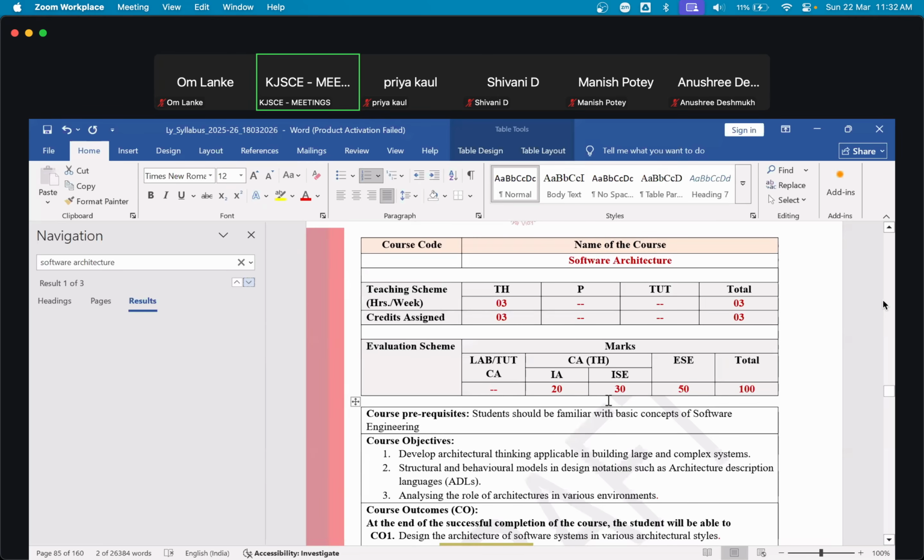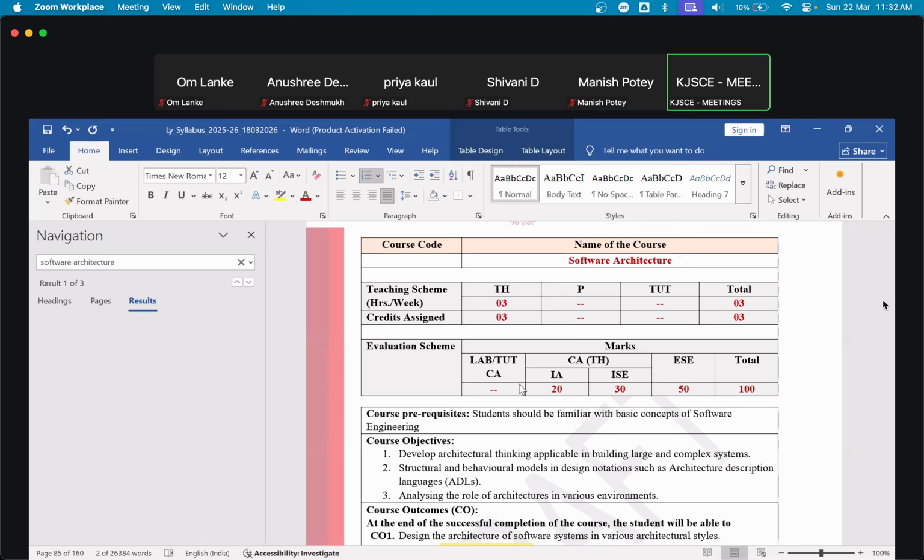Okay, thank you, ma'am. So software architecture is again a very good course available under elective, and if you are interested in software designing and all that, this is a very good course for you. Under this course, you will understand the designing of the architecture of a software system in various architectural styles. Different styles are used for different types of applications. One style or one type of design is not applicable everywhere. You know this well because you are already done with software engineering.